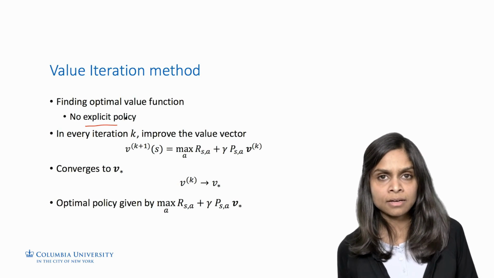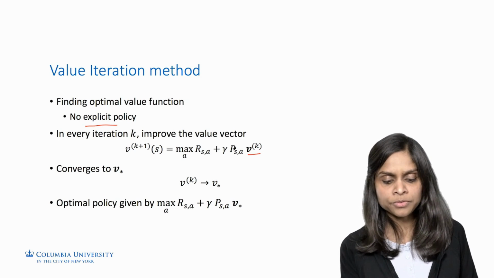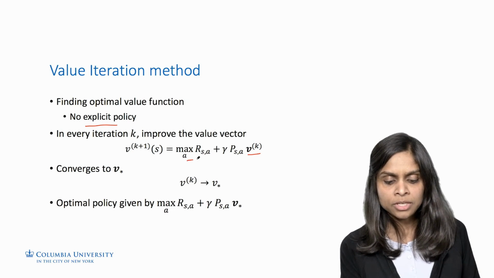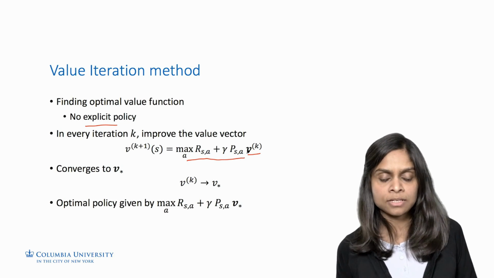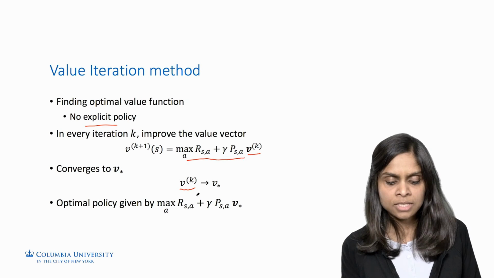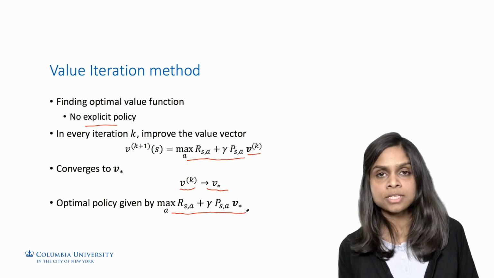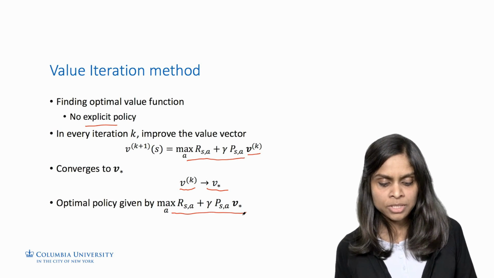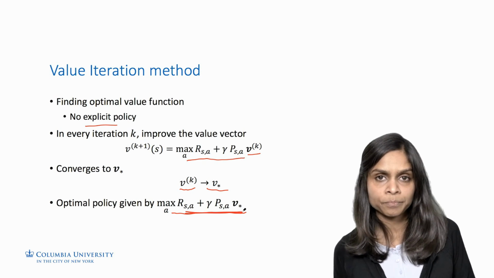So it maintains a current estimate of the value vector, and in every iteration it improves that estimate by using an operation similar to the policy iteration method. As the iteration proceeds, the estimate of the value vector will converge to the optimal value vector, and at that point the optimal policy can be found by choosing the actions that maximize this expression for every state.